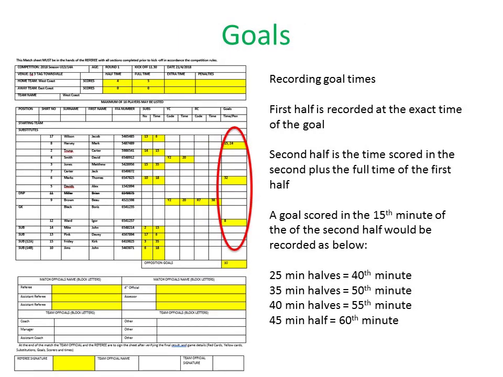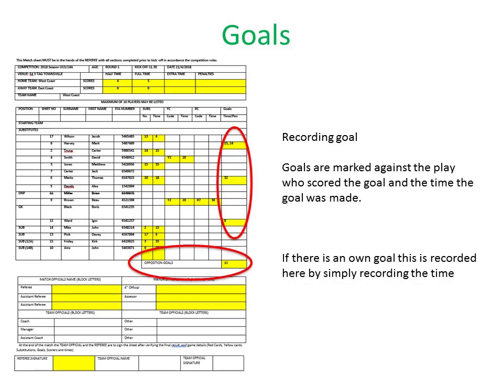It is now time to record goals scored throughout the game. Goals must be recorded for the exact time at which it took place in the game. For goals awarded in the second half, they must be inclusive of the time of the first half. Examples are shown on the screen at what this may look like depending on the length of halves for games. Goals are marked against players who are deemed to have scored the goal.